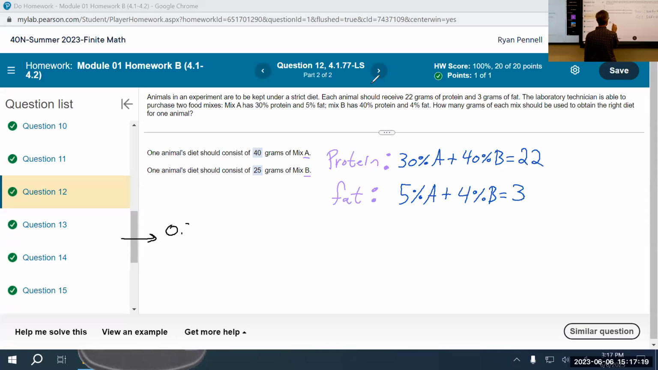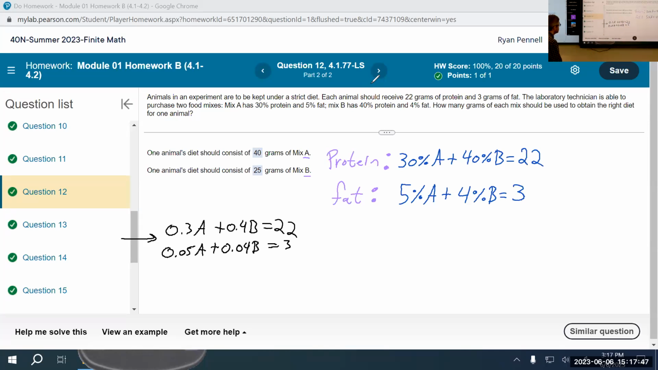So we have 0.3a plus 0.4b equals 22, 0.05a plus 0.04b equals 3. Watch those zeros. That's something that my quantitative reasoning students always goof up. So watch those zeros, okay? That's what percent means. Percent, 100 cents in a dollar. So we can't forget those.